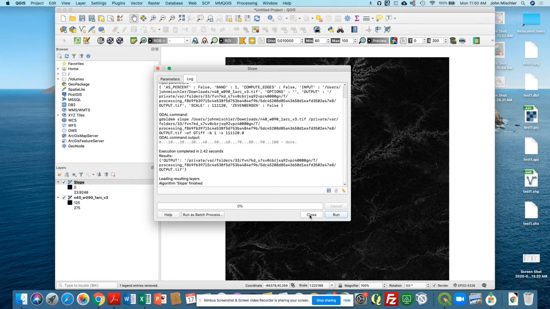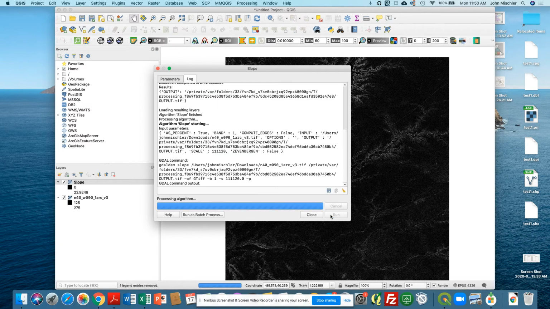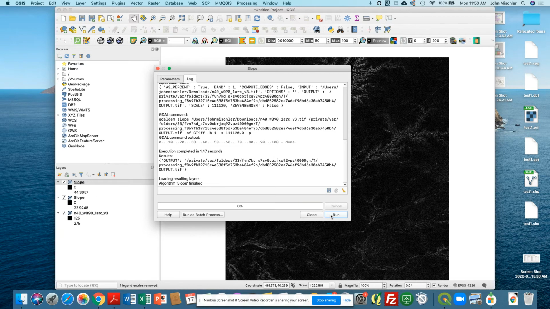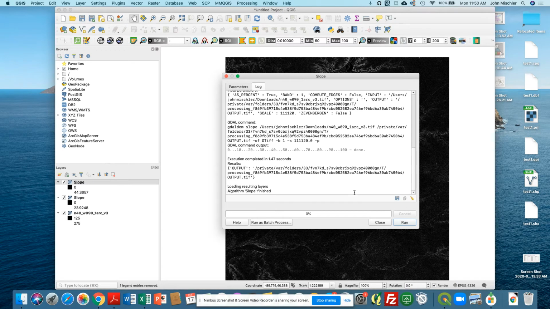So you can also, if you want, run this as percent instead of degrees. Okay, so you've got 0 to 44% slope, which, yeah, it's about right. So that is why you were getting crazy slope values and how you can correct for that.